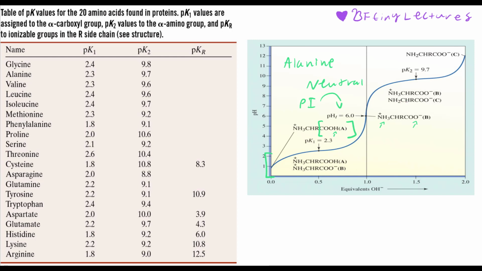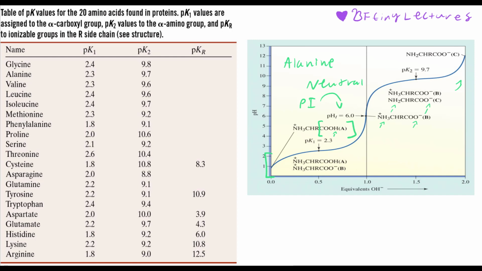And if you keep adding bases, then you go from the neutral point and you keep going and going until you hit a certain area where you no longer have the proton on the NH3. You actually have NH2, and you no longer have the proton because that was gone a long time ago. And if you keep adding bases, then eventually you'll just exponentially increase in basicity.